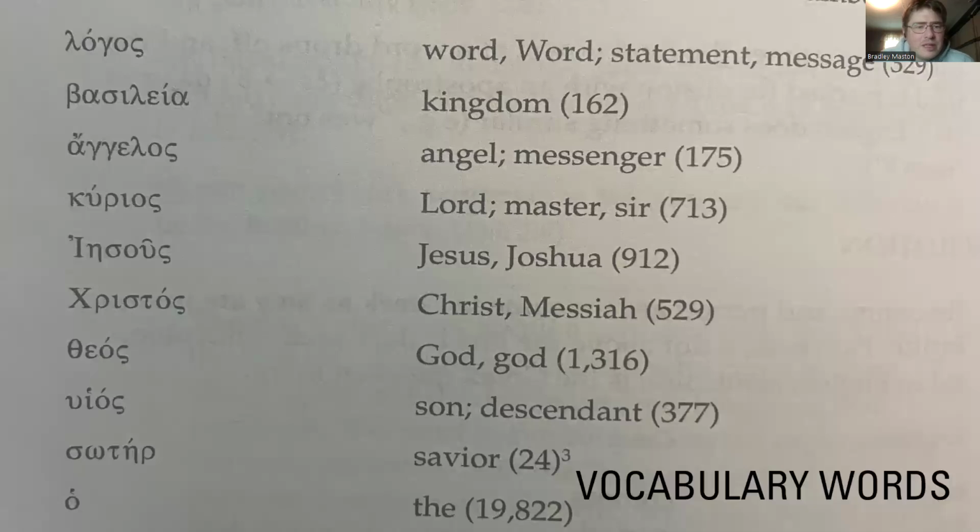So with our final moments of our recorded class, we're just going to look at the vocabulary words. These are words that you are going to see between hundreds and thousands of times in the New Testament. And so you're not going to memorize as much as you will in full Big Greek 1.